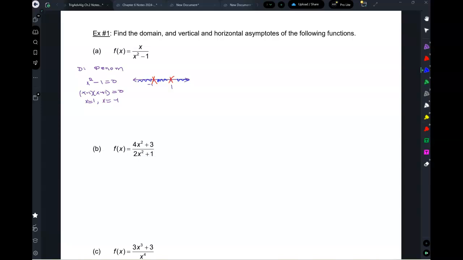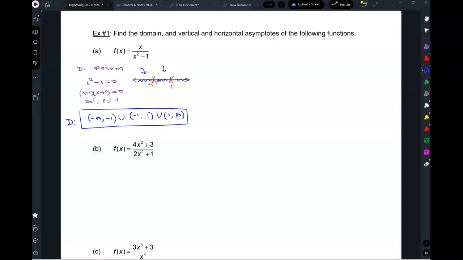So how do we write those regions? This region is from -infinity to -1, right? So I write it like this, -infinity to -1. Okay? Now, union, that symbol means union, so or. The second region is from -1 to 1, or 1 to infinity. So this is my domain.